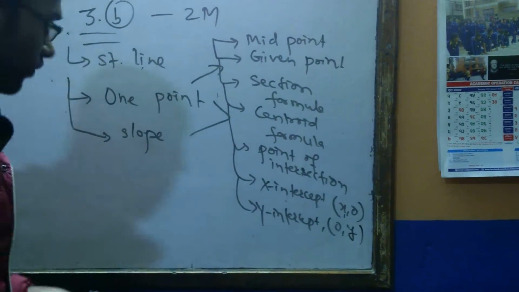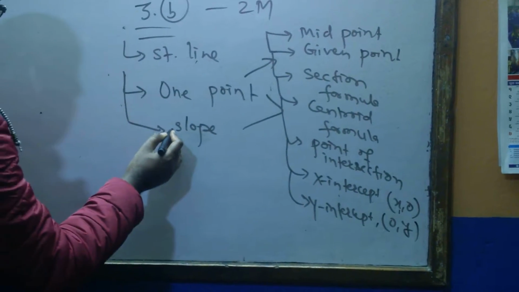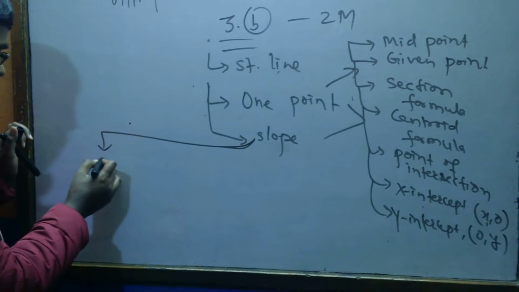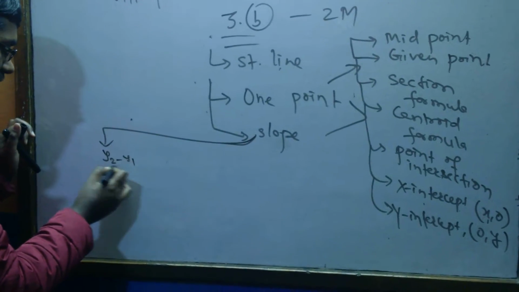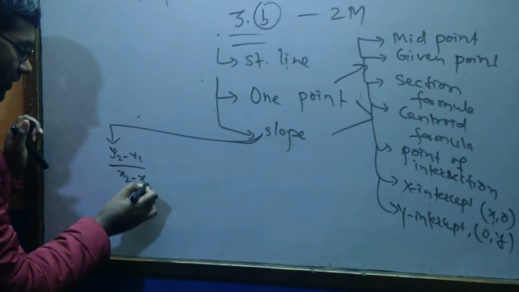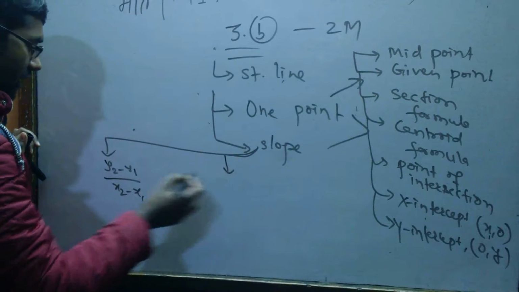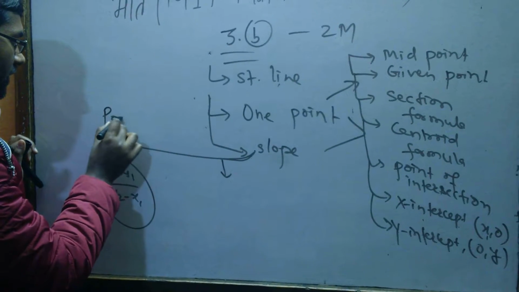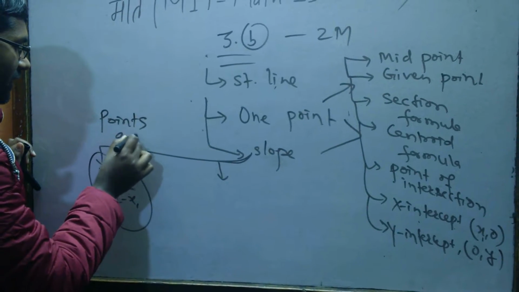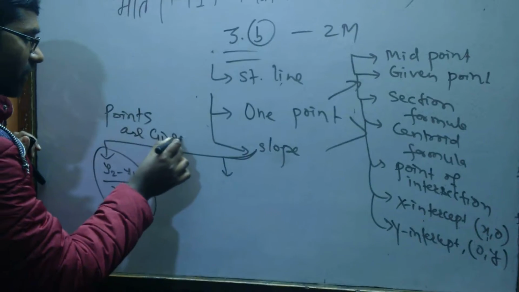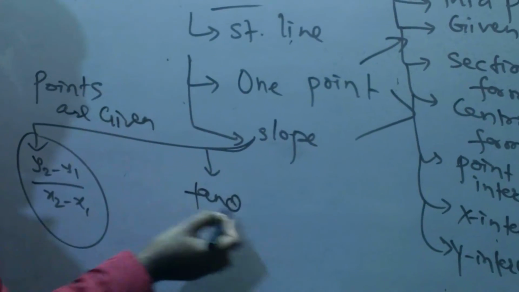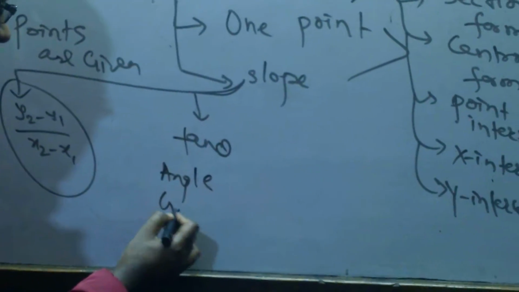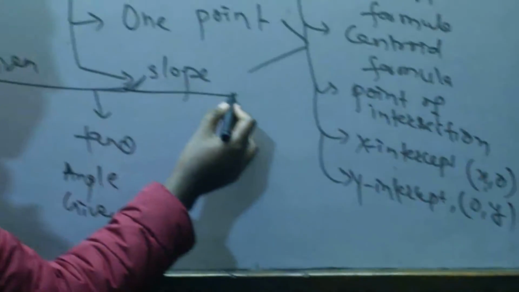Now to find slope, let me write here. Slope means we can use the formula (y2 minus y1) by (x2 minus x1). Sometimes, if points are given, this formula will be used. Maybe tan theta: if the angle is given, then we may use this formula.